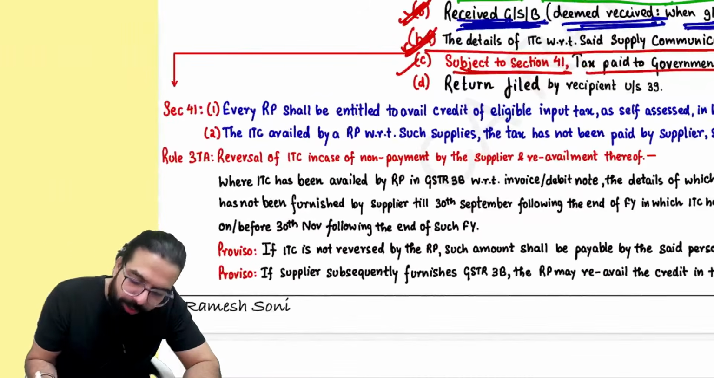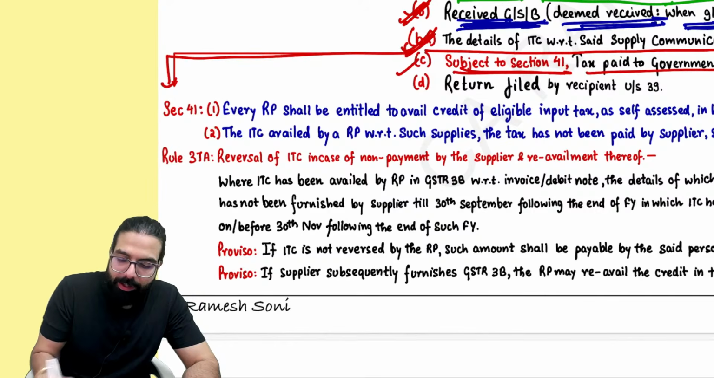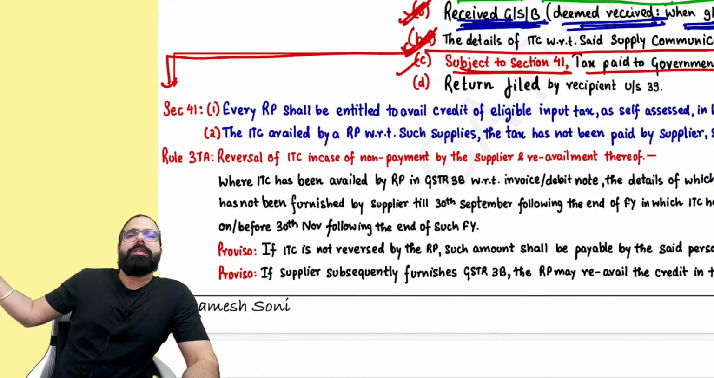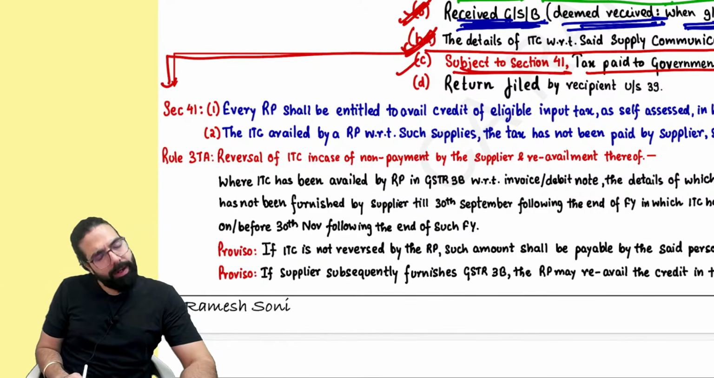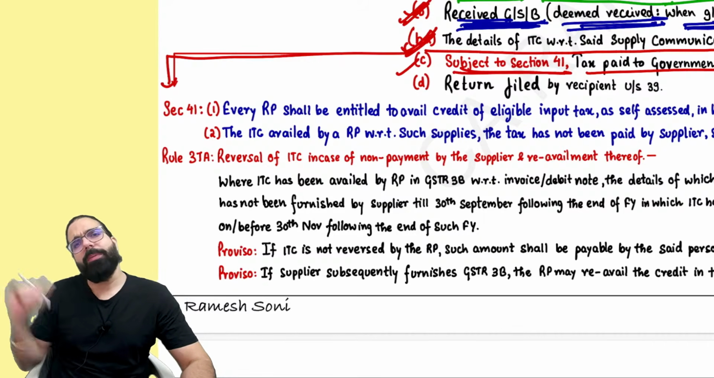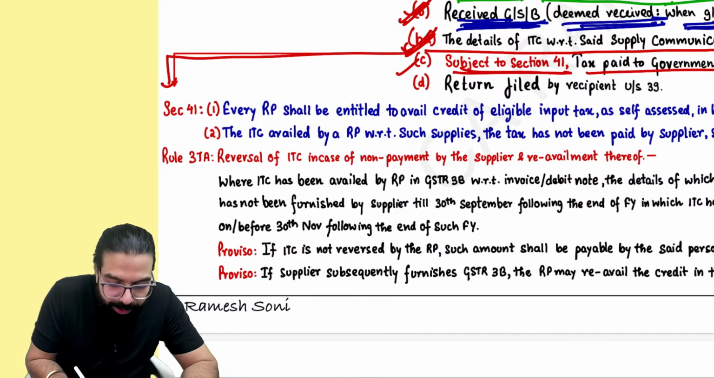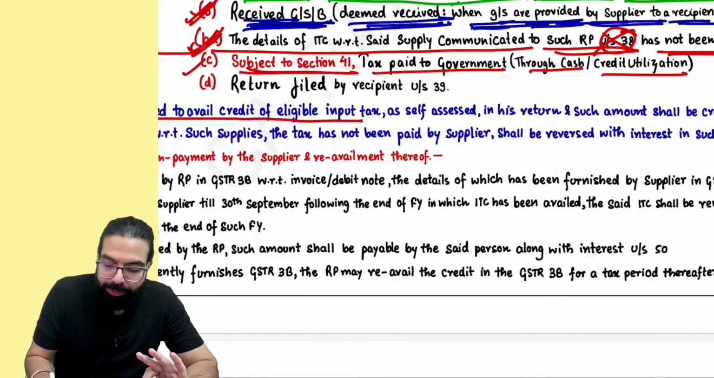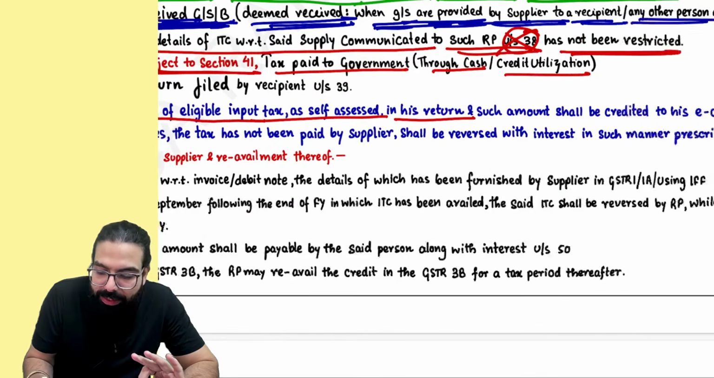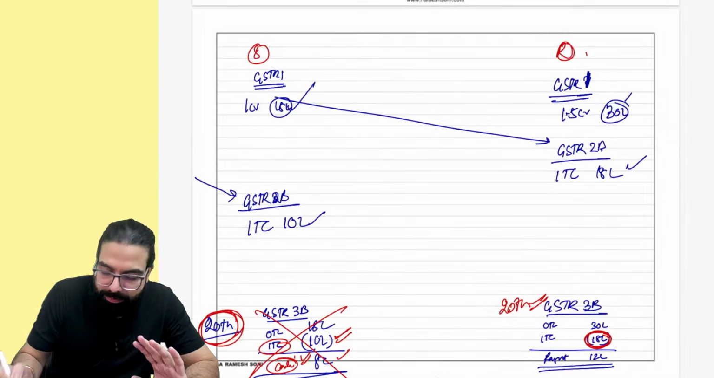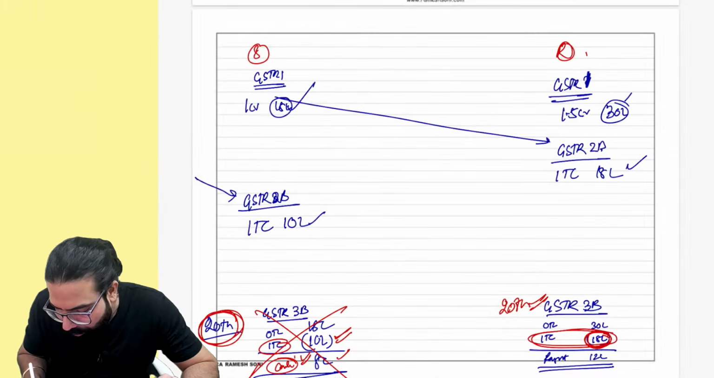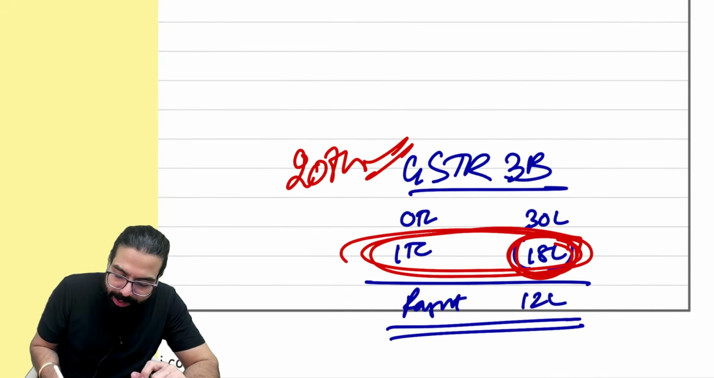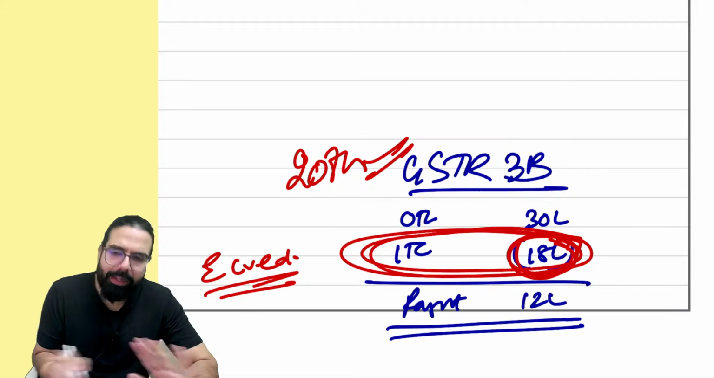It is subject to section number 41. It says, sir, did he pay the tax? Did not pay the tax. Did I already take the credit? Yes. But why did you take the credit if your supplier did not file the return? So it says over here, every registered person shall be entitled to avail the ITC as self-assessed in the return, and such amount will be given in the e-credit ledger. Whatever I ask in the e-credit ledger, no. See, whatever ITC I ask in the GSTR 3B, that credit is given to me. I get the credit immediately.